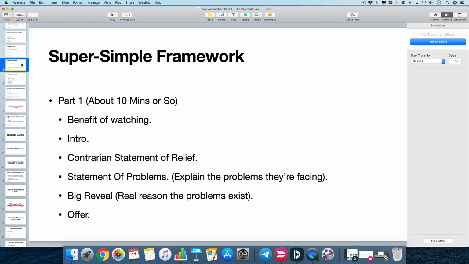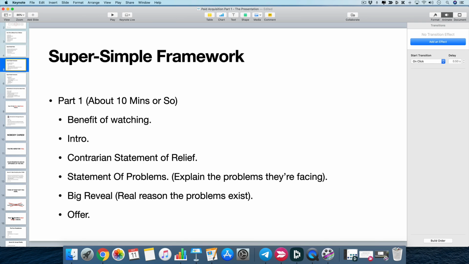So what I've just done here is, here's what we're going to do. Here's the intro. Here's a contrarian statement of relief, which is, hey, you know what? It's never about me. It's not about you. It's about our clients. You know, it's about them. We don't have to be fancy. We just have to be helpful. And let me do that for you right now. Boom. Okay.